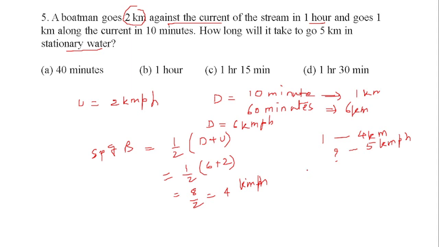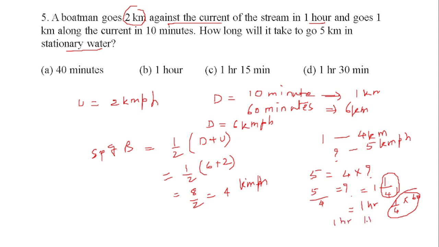You can calculate in this way: 1 into 5, 5 is equal to 4 into question mark. So 5 upon 4 equals 1 and 1 upon 4. 1 upon 4 converted into minutes, multiply by 60. So 1 hour and 1 by 4; when you multiply by 60, it becomes 15 minutes. So your answer is 1 hour and 15 minutes.